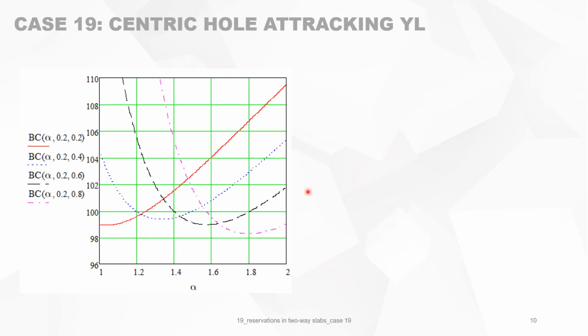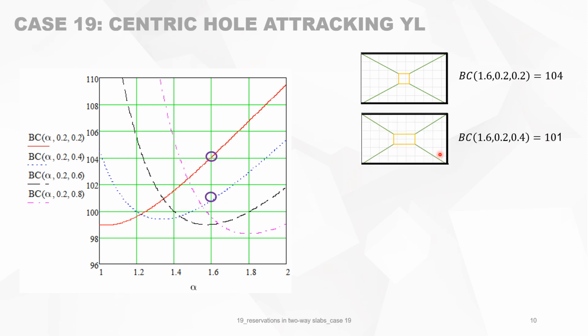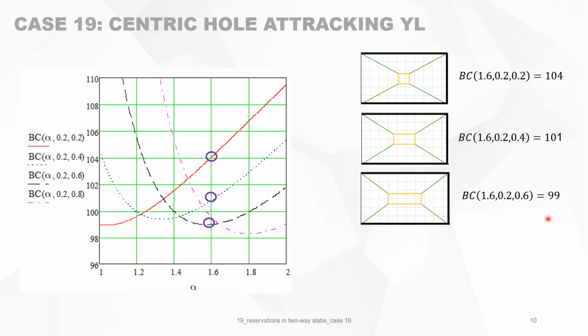Now we'll have a closer look at this interesting area where the bearing capacity is smaller than 100%. Again, alpha 1 is taken as a constant just to study one case, not all cases, but to show how it goes. And alpha 2 from 0.2 to 0.8. Then you can, for instance, see for alpha 1.6, we have here 104 as bearing capacity. This we have 101 as bearing capacity, and this point we have 99% as bearing capacity.